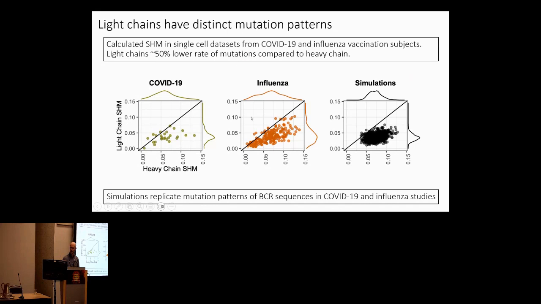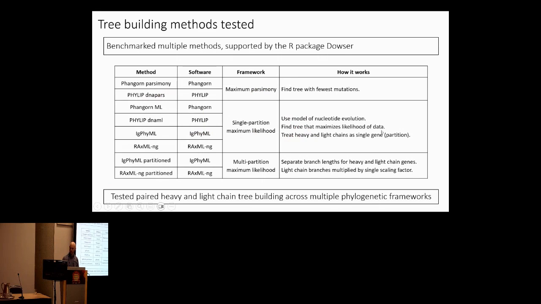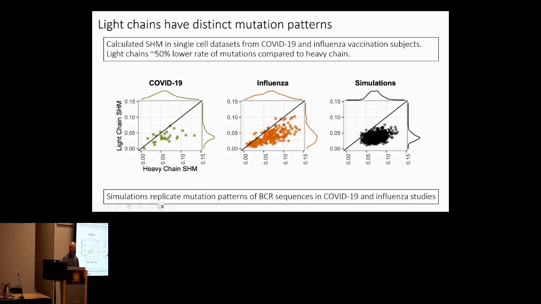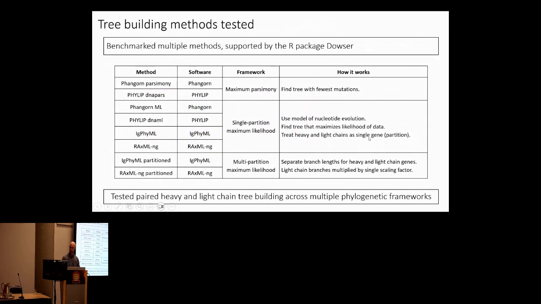If we look at a subject who recently received an influenza vaccination, we see a very similar pattern. And in our simulations, we recapitulate that lower mutation rate in the light chain. There are a lot of different ways of building lineage trees, and we tested 8, which are all implemented within our R package Dowser. And these 8 different methods are separated into 3 fundamentally different frameworks.